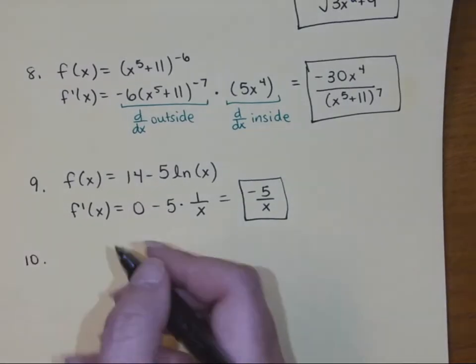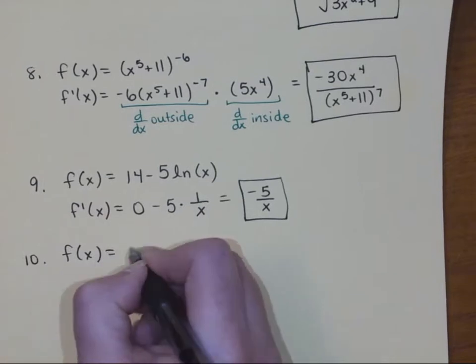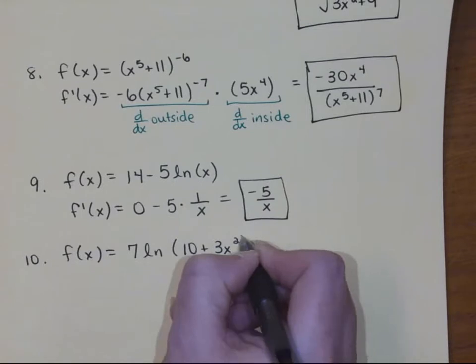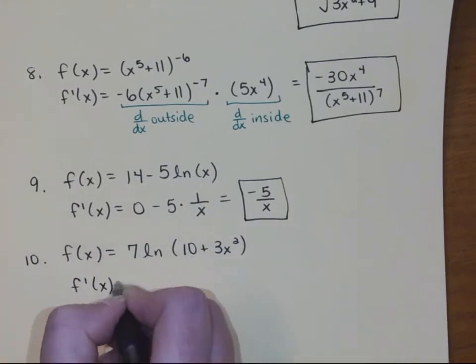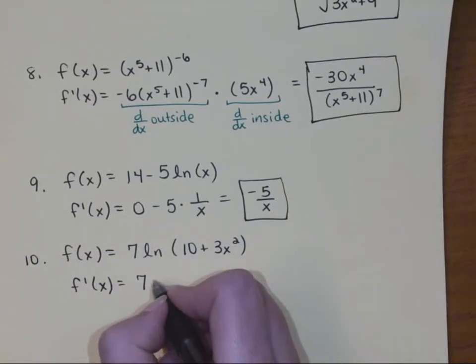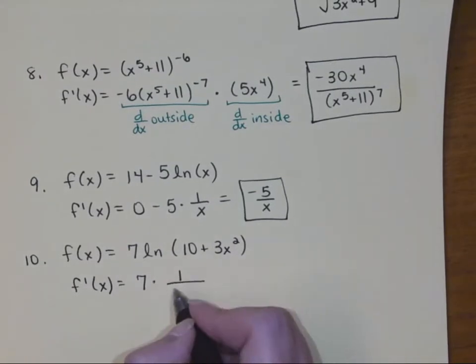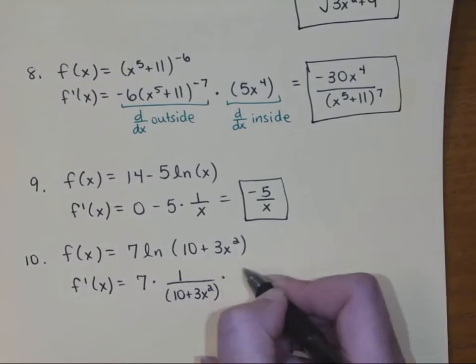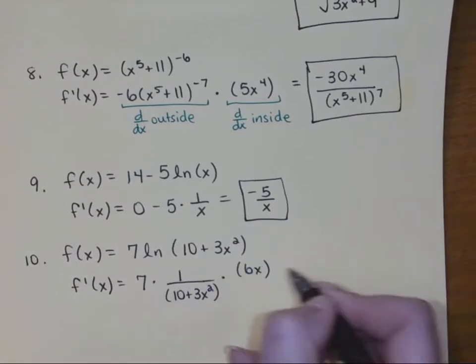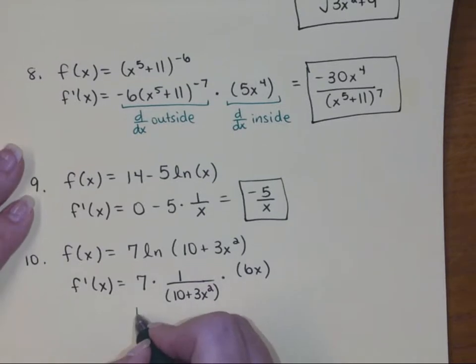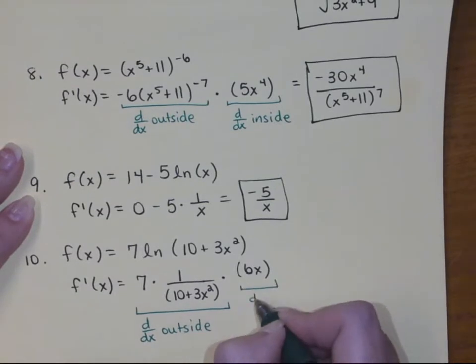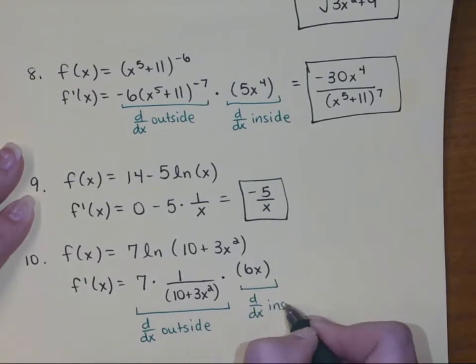Number 10. If f of x is 7 and then the natural log of 10 plus 3x squared, the derivative is going to be, move the 7 down. The derivative of any natural log function is 1 over that function times the derivative of the inside, which would be 6x. So this is the derivative of the outside. In other words, I took care of the fact that it was an ln function here, and then I also multiplied by the derivative of the inside here.